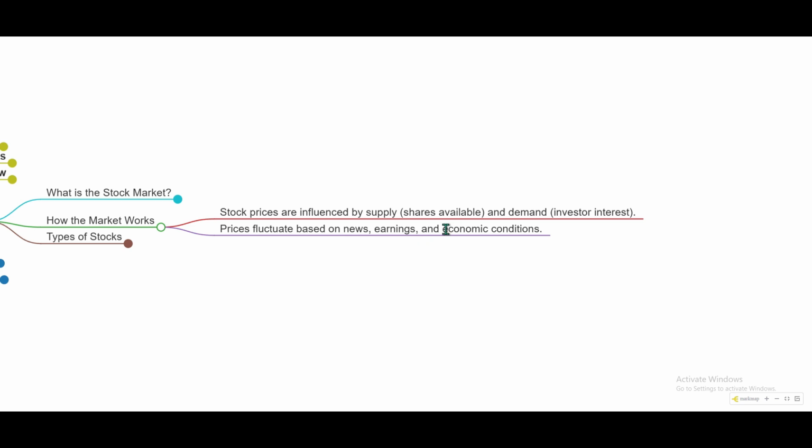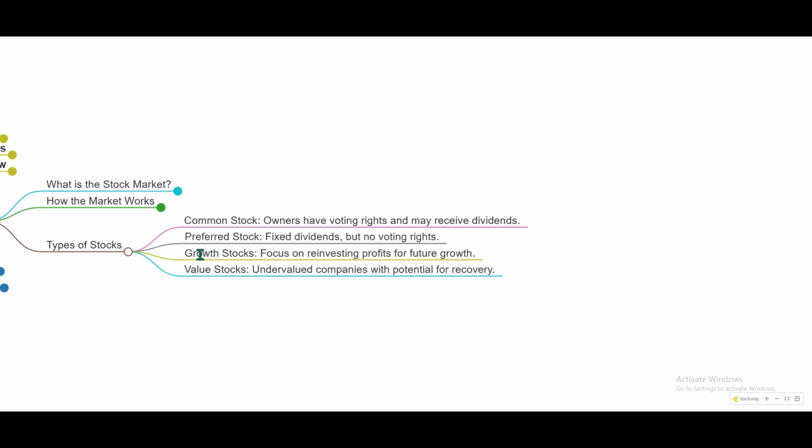And what are the economic conditions? For example, a complete ecosystem. If a country has a good business ecosystem, then the companies will flourish and the stock market will also flourish there. Okay, and then what are the types of stocks?